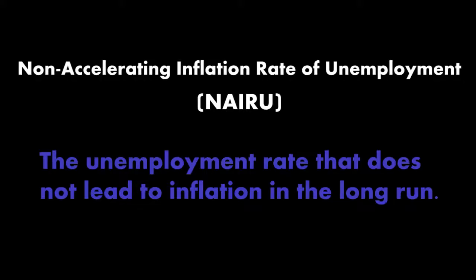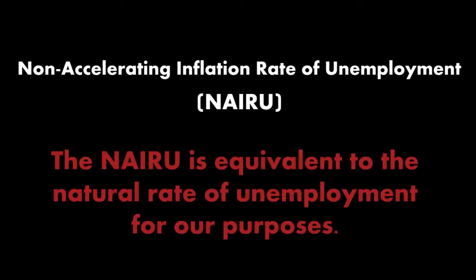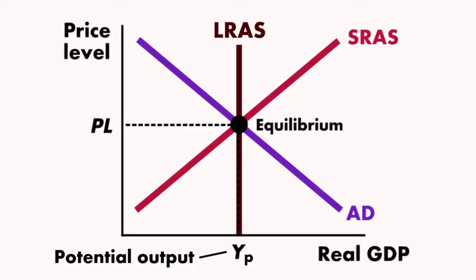We call that the non-accelerating inflation rate of unemployment, or NAIRU. For our purposes, the NAIRU is equivalent to the natural rate of unemployment, which you might recall as the unemployment rate that exists when the economy is at its potential output level.